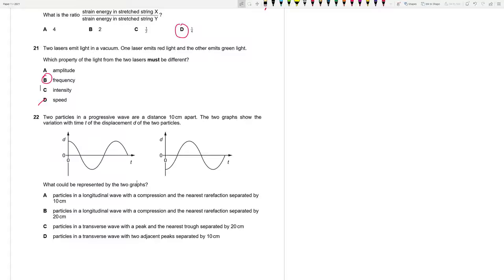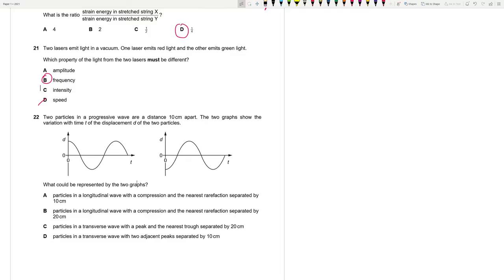Wait, two particles in a progressive wave are 10 centimeters apart. So for a longitudinal wave, you guys know that the particles vibrate parallel to the direction of energy propagation, right? But here we are seeing that the vibration is up and down. Okay, the vibration is up and down. It seems like that. Okay, so let's see how we can figure this out.